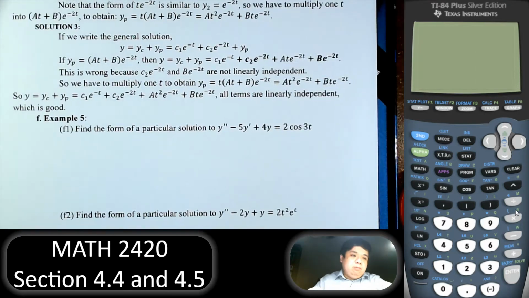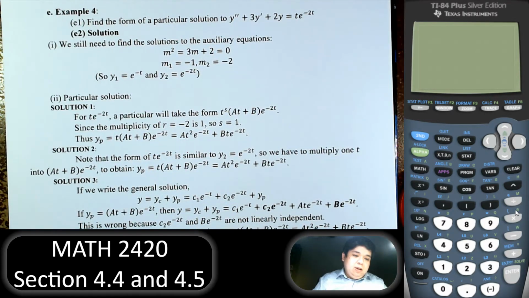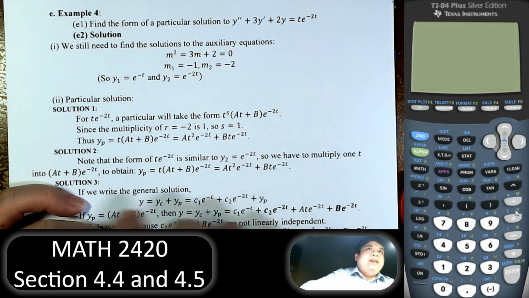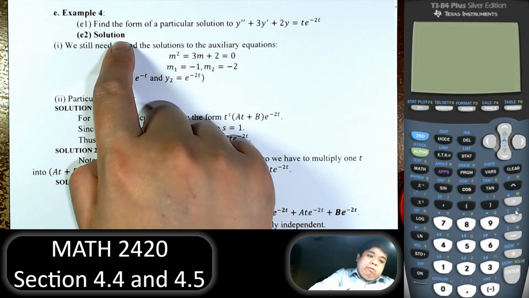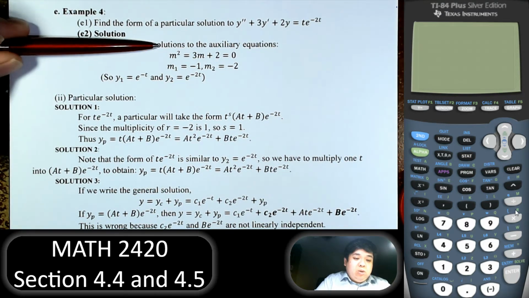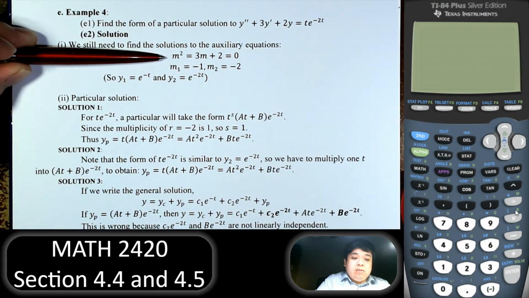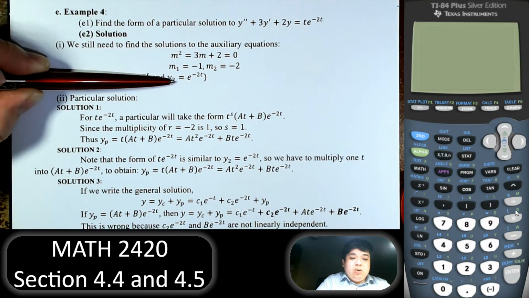Now, more examples. Oh, this is exactly like what we have here. So example 4. Find the form of the particular solution. Now this we only find the form, we do not actually find the solution. So we still need to find the solution to the auxiliary equation. We have that, and so we have e to negative t and e to negative 2t.